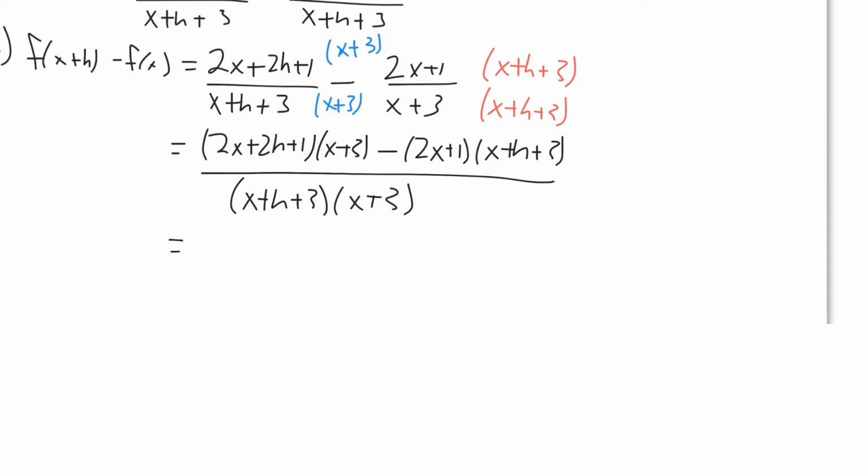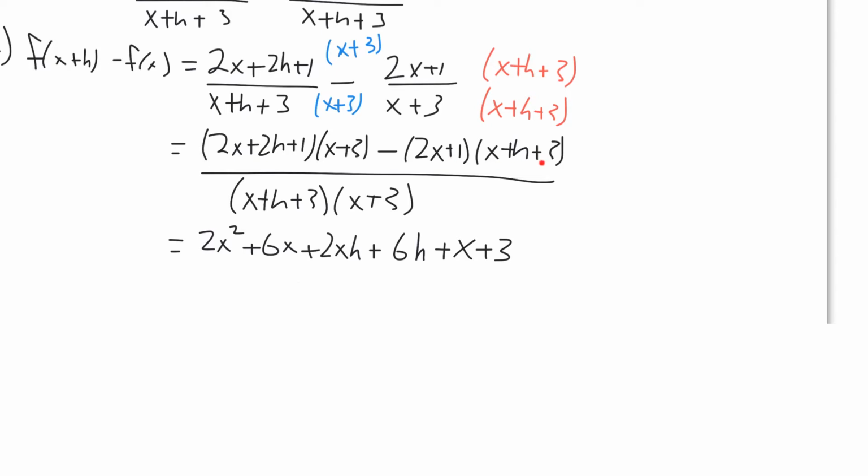Here we go. So 2x times x will be 2x squared. 2x times 3 will be 6x. 2xh. And then 6h. Then an x and then a 3. So that's expanding the first section here. Expanding this gives us the following.